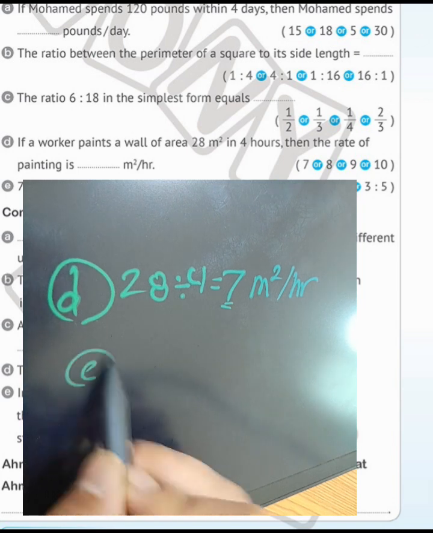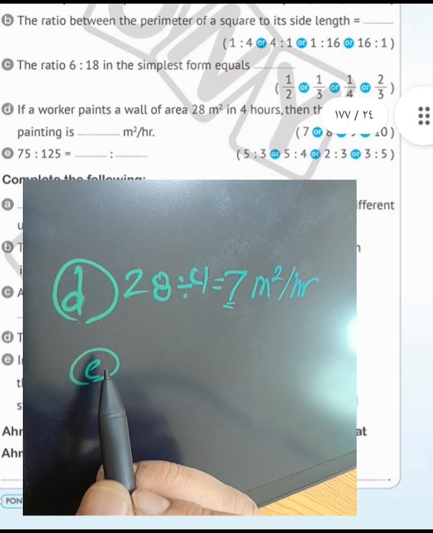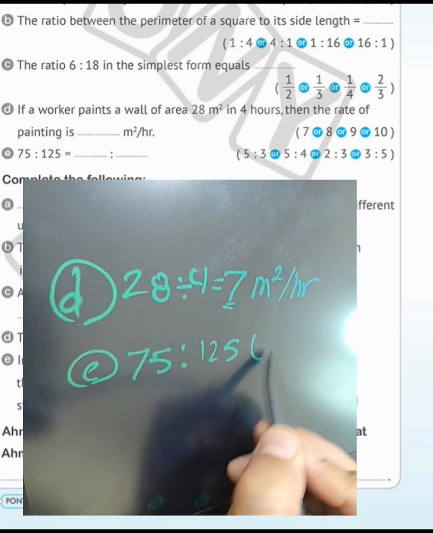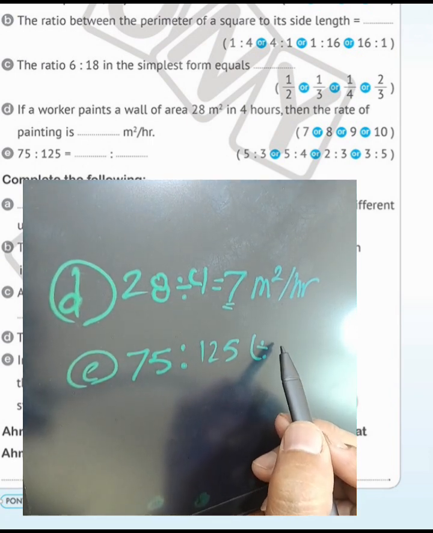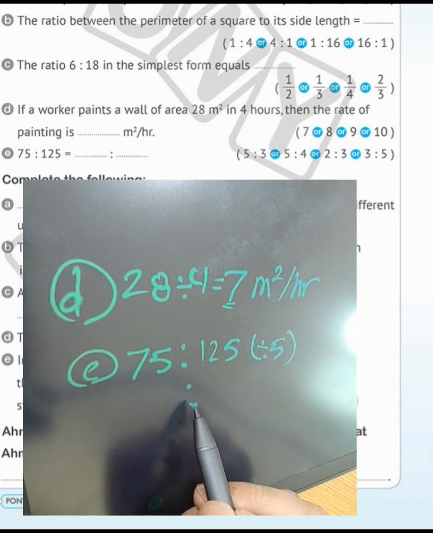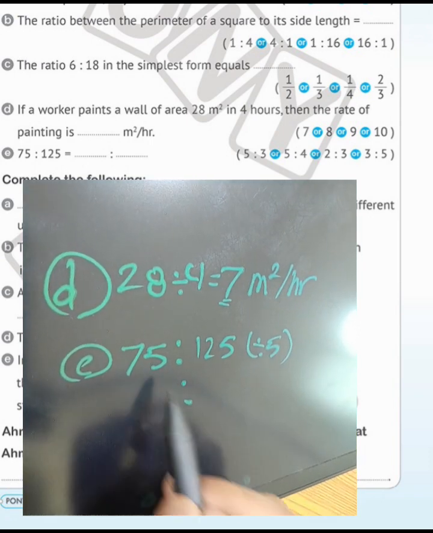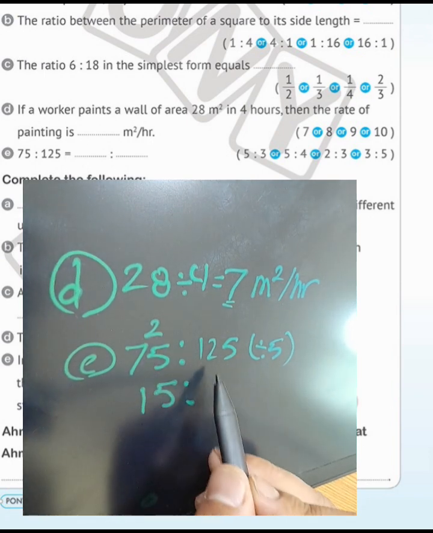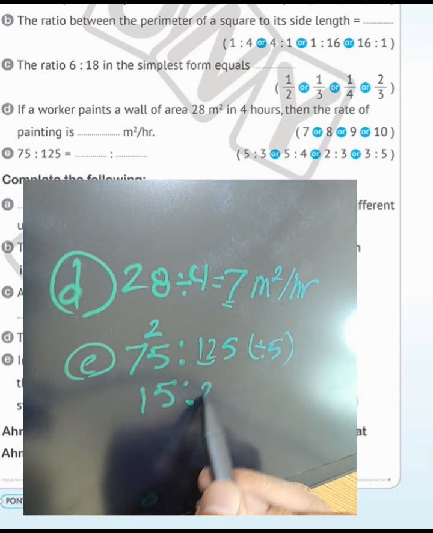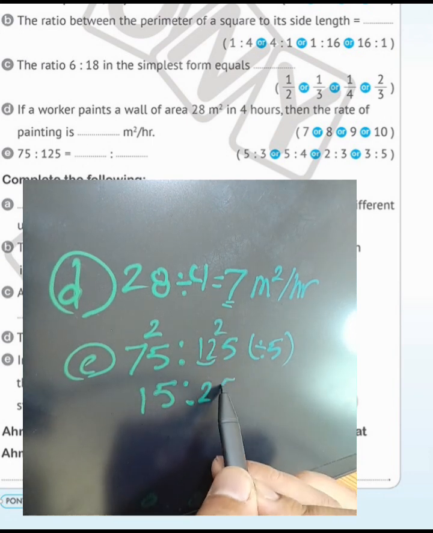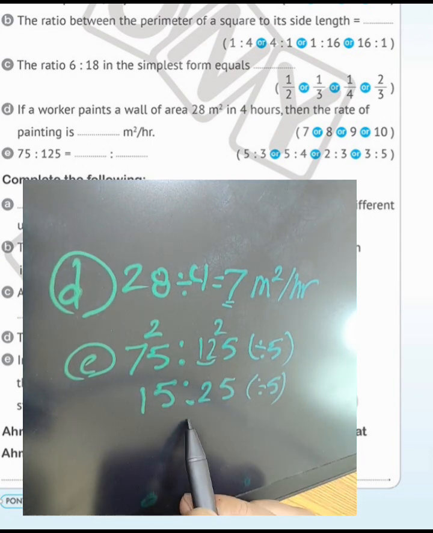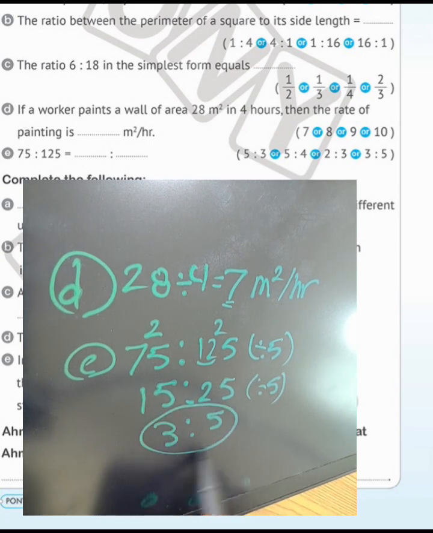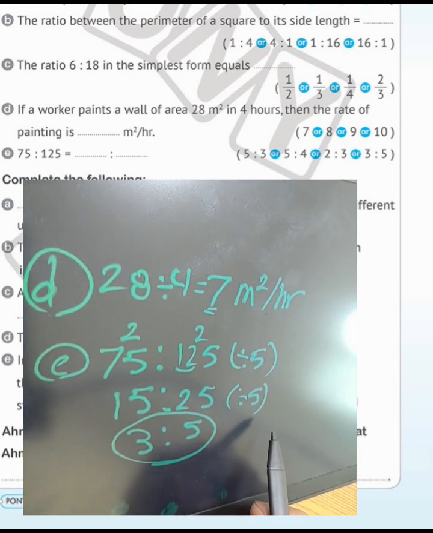Question letter E. 75 to 125. We can divide it by 25 or, more simply, by steps, by 5 first. 75 divided by 5 is 15, and 125 divided by 5 is 25. Again divide by 5. 15 divided by 5 equals 3, 25 divided by 5 equals 5. And the result will be 3 to 5.